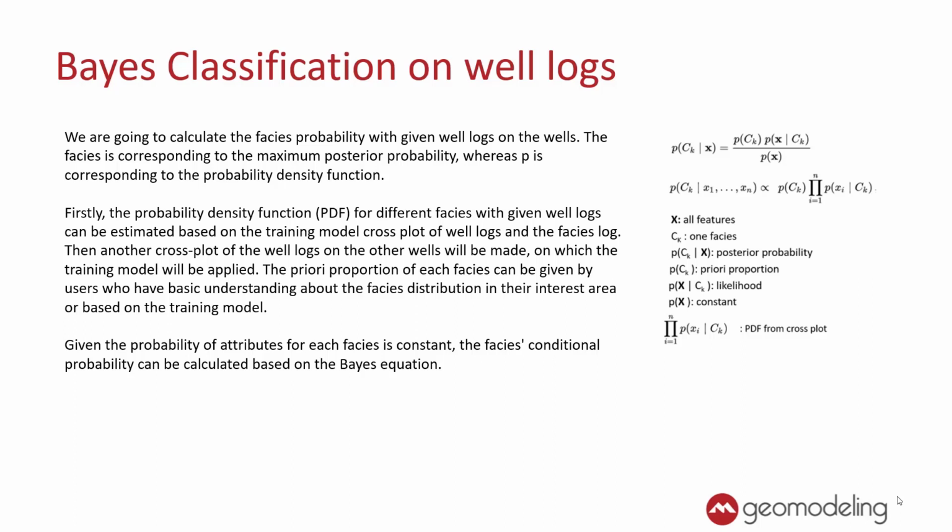Then another cross-plot of the well logs on the other wells will be made, on which the training model will be applied. The prior proportion of each facies can be given by users who have basic understanding about the facies distribution in their interest area, or based on the training model. Given the probability of attributes for each facies is constant, the facies conditional probability can be calculated based on the Bayes equation.